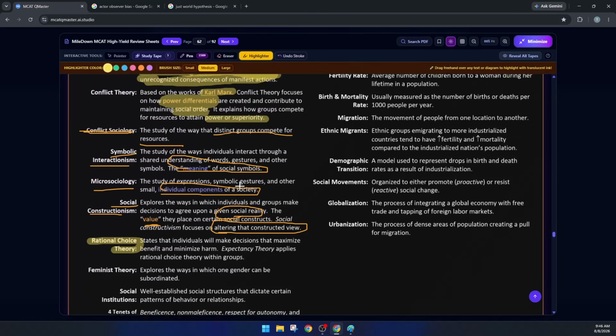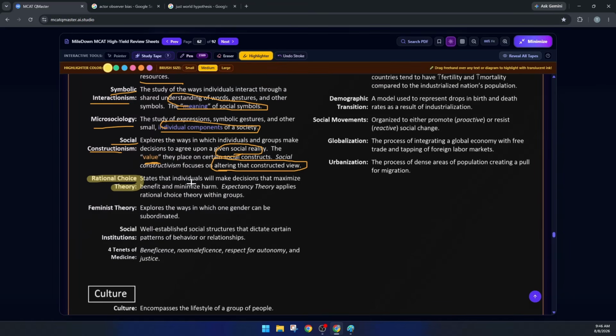Rational choice theory. A lot of theories you need to know in sociology: it basically states that individuals will make decisions that maximize benefit and minimize harm. Expectancy theory applies rational choice theory but within groups. Feminist theory explores the ways in which one gender can be subordinated. That gender is, in North America, women.